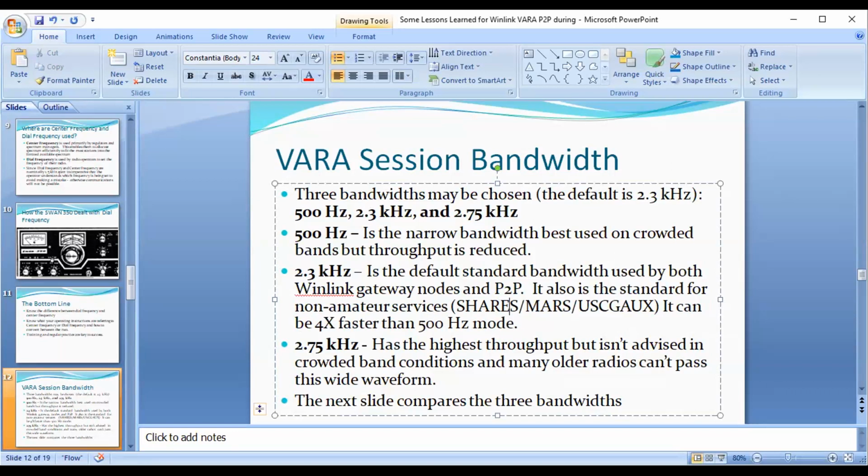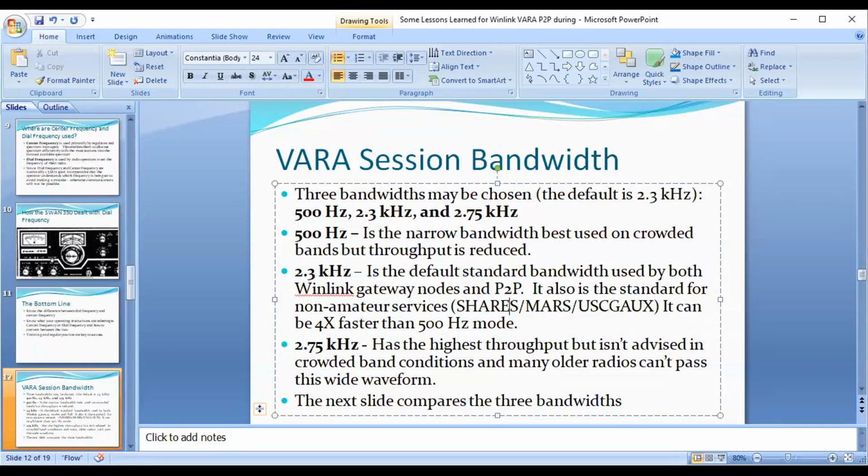And more as time has gone along, we want to send forms, pictures, and other files, and speed becomes an issue. So if the band is not crowded, like when we run our digital net on Sunday mornings, 40 meters is pretty vacant. So we use the 2.3 kilohertz bandwidth. 2.75 kilohertz bandwidth has the highest throughput. However, 2.75 kilohertz actually exceeds the bandwidth of many single sideband radios. So you have to kind of choose your radio, choose your bandwidth to fit your radio.